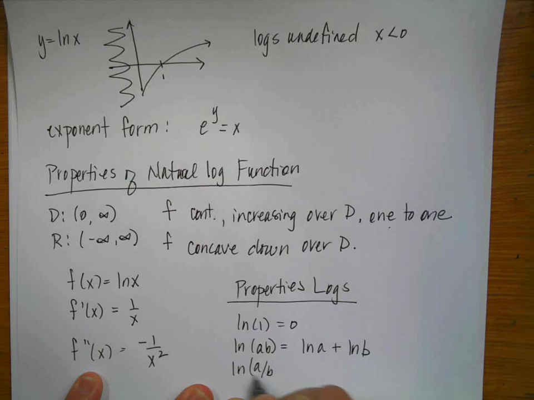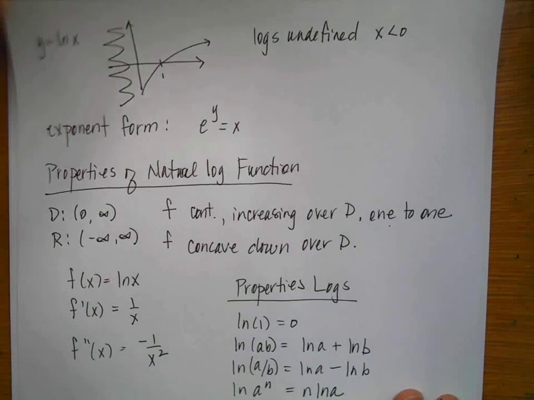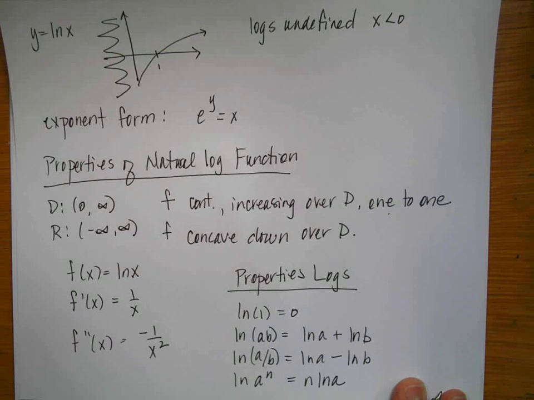The natural log of a divided by b is going to be the natural log of a minus the natural log of b, and the natural log of a to the n is going to equal n times the natural log of a. So those are just some properties of logarithms that we've learned in previous math courses that we need to go back and remember.